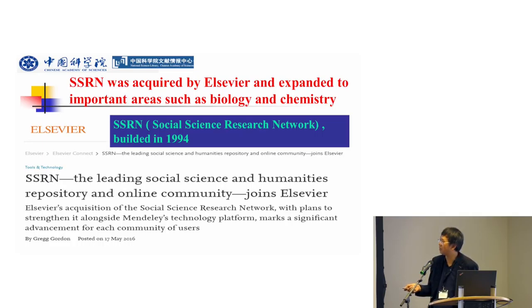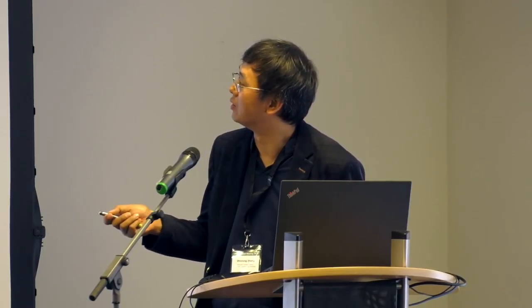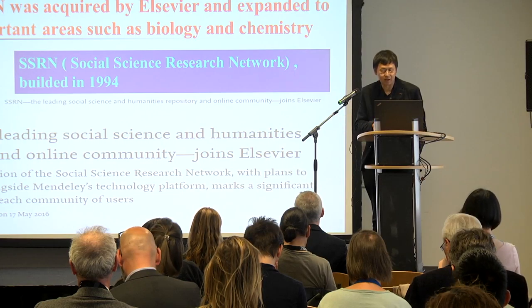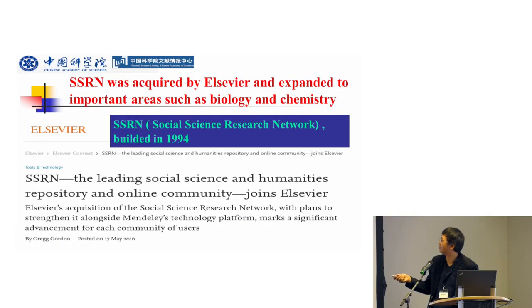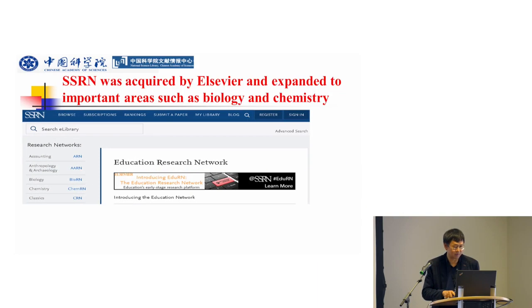Elsevier is a publisher. It acquired SSRN, the Social Science Research Network. When Elsevier bought SSRN, it expanded to important research areas such as biology and chemistry. We can say there is now a bio research network and a chemistry research network, not sticking to the social science research network. They became engineering, biology, chemistry, and so on.